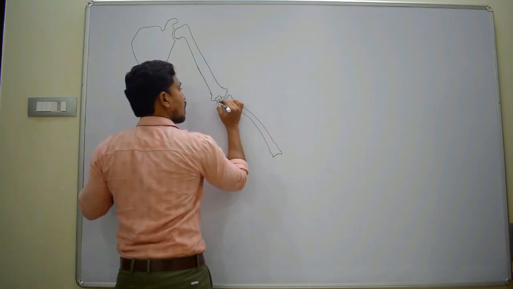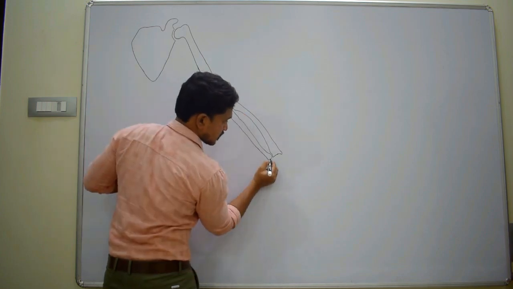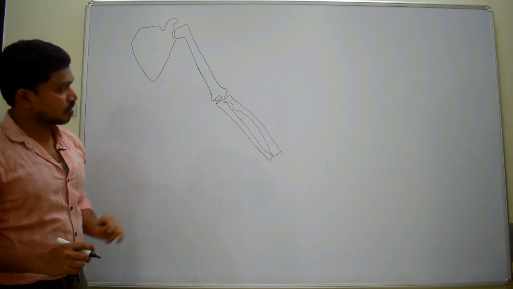Here is the ulna. Here, the radial notch of the ulna. This is the head of the ulna. Here, the styloid process of the ulna. So this is the anterior aspect of the arm bone and forearm bones.